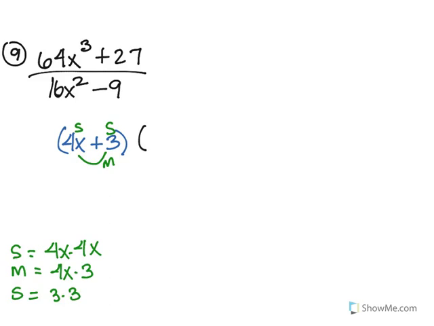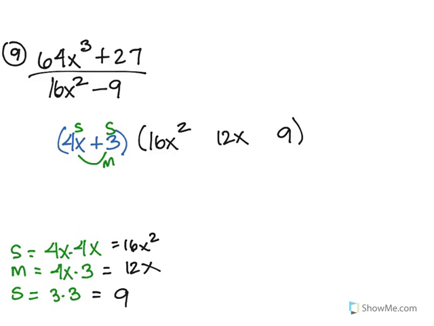A 16x squared. Good. That's 16x squared. Then you're going to multiply the two terms together. 4x times 3 is 12x. That's your second term. Then you're going to square the second term, which is 3. 3 squared is 9.